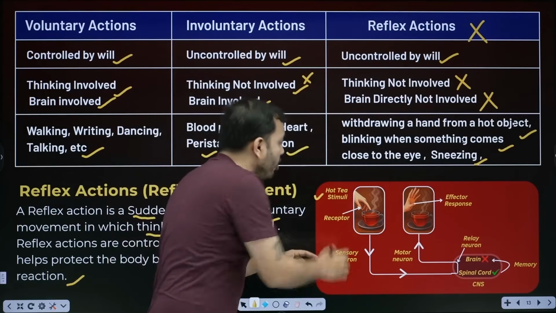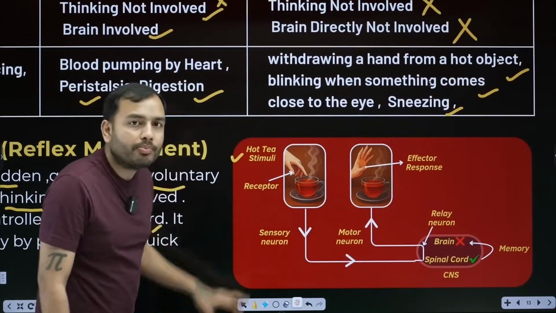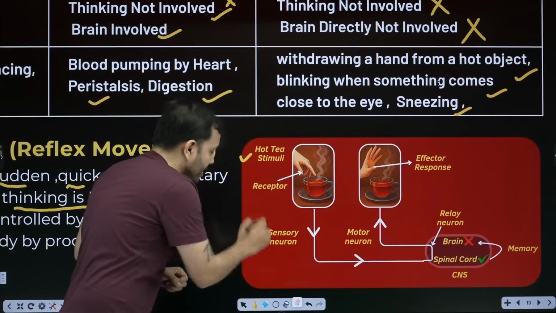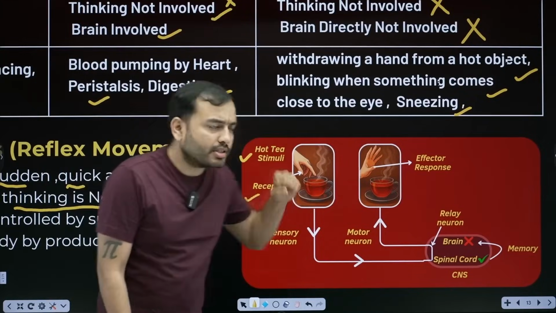So what is the stimulus here? Hot tea is our stimulus. Let's zoom in a little. The receptors are in our hand, our organs, our skin. What is there? Thermal receptors.